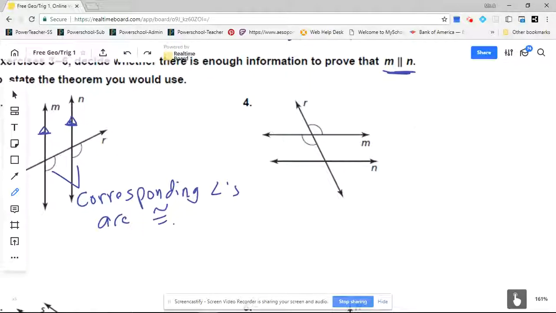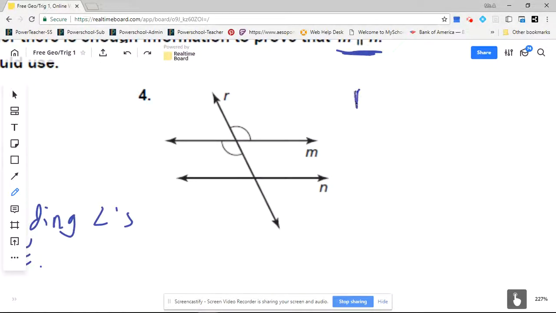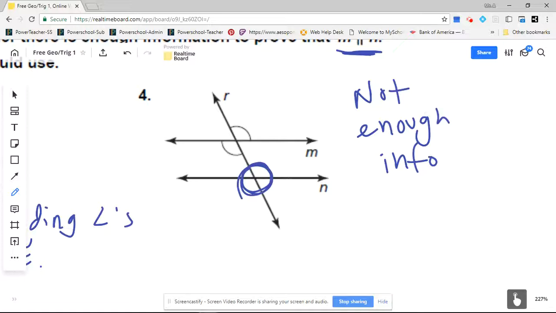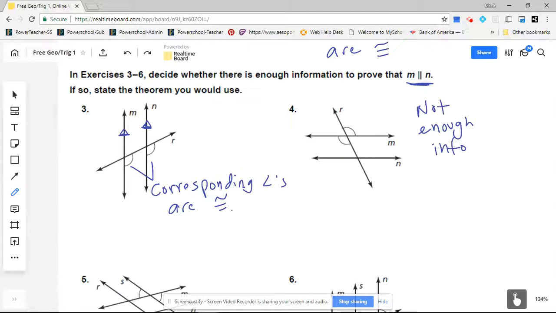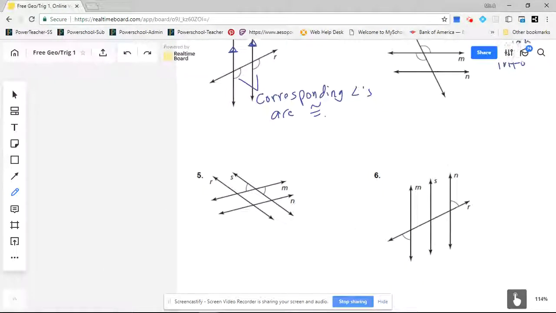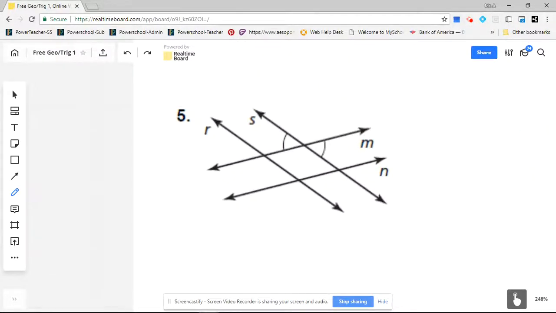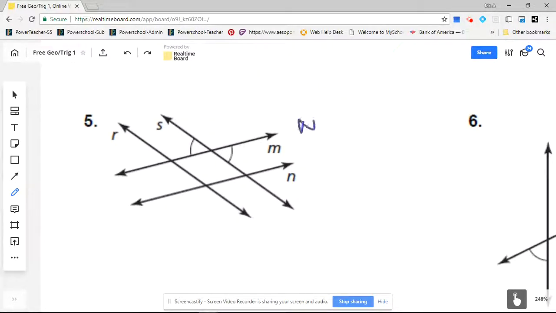Number 4, though, number 4 is not enough information. Because vertical angles are not one of our theorems. There is no angle down here in this section at the bottom. You need an angle down in N somewhere too to show that N and M have to be parallel. And in that picture, you don't have any angles down here in N. You've only got 2 angles up by M. So we don't have enough information to say that M and N are parallel. They could be, but they don't have to be. It's not like proven. Same thing with 5. Again, you've got vertical angles. That's not enough info.